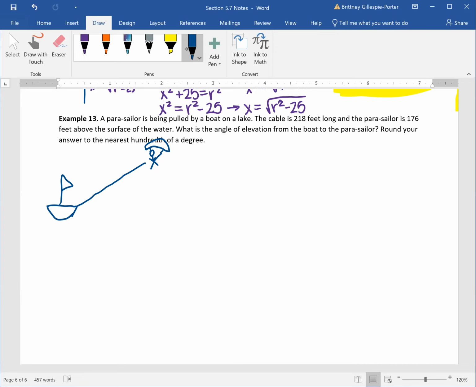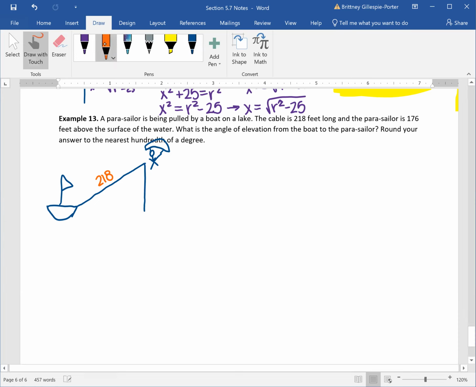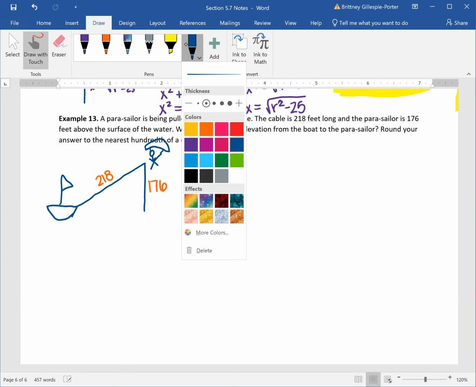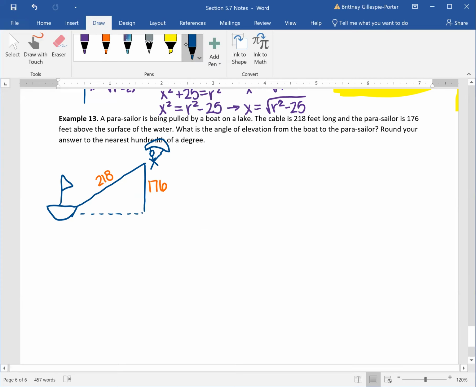We know that the cable is 218 feet long. And we know that our guy is 176 feet above the surface. They want to know what is the angle of elevation from the boat to the parasailer. So they're wanting to know this angle right there, angle of elevation. Okay. So let's set it up.